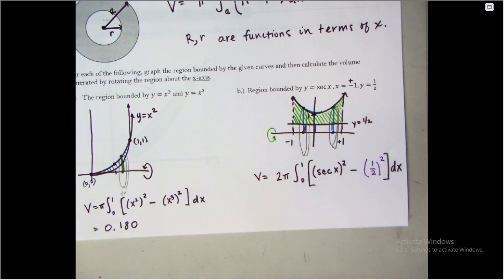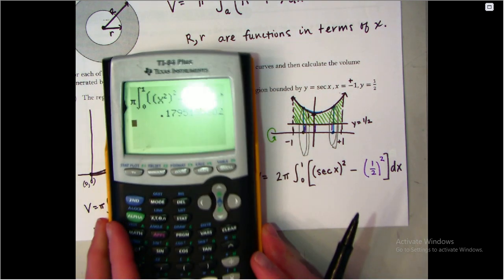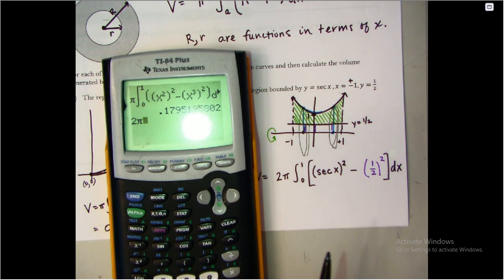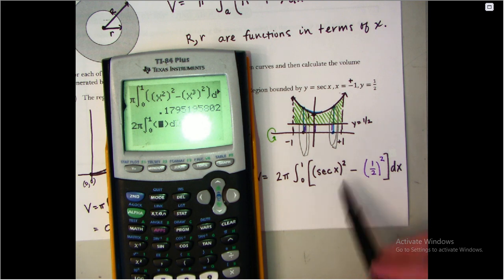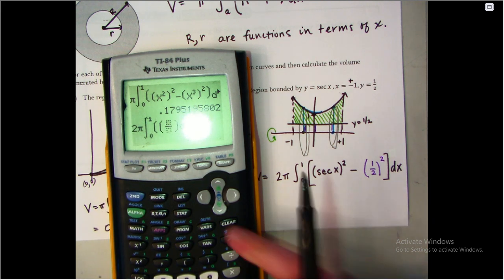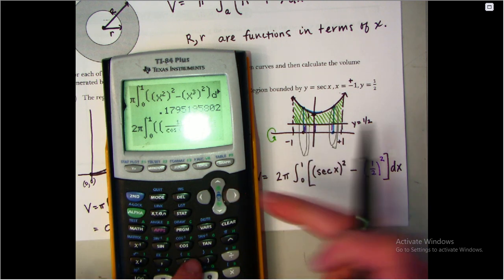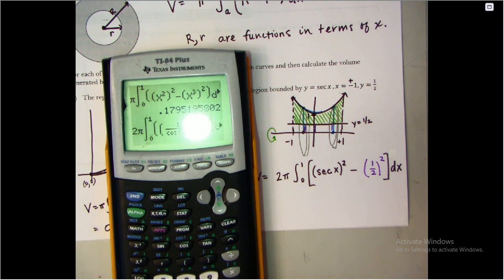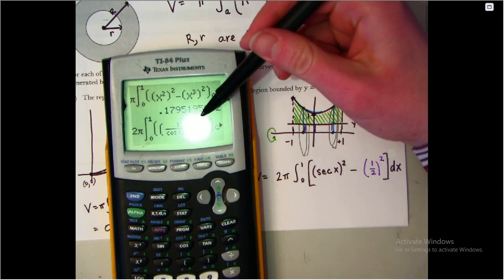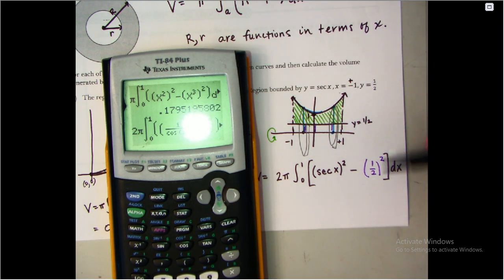Go ahead and try typing it in your calculator. Secant is a little tricky to do. I've got 2 pi, math 9 from 0 to 1. And I cannot type in the square function as if I might want to. So let's take that and type in 1 over cosine x. And I want to square that quantity. So there's my secant quantity squared. And then half I can square in my head, that's a quarter. So minus 0.25, and I'll hit dx.